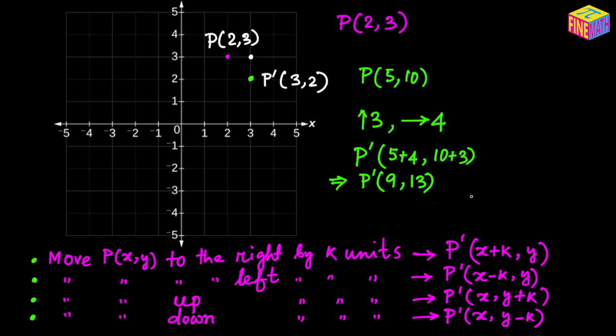Always keep in mind that right means positive x direction, that means x coordinate will increase. Left means negative x direction, that means x coordinate will decrease. Up means positive y direction, so y coordinate would increase, and down means negative y direction, that means y coordinate would decrease. On a Cartesian coordinate plane, if you can visualize that, hey, I have a point here and it's moving up or down or left or right, then I think you should be able to manage it easily. Just try to visualize the picture.